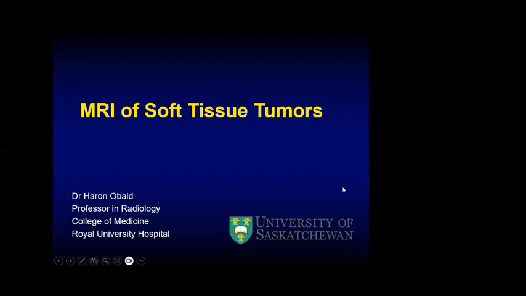Okay, so this talk is about musculoskeletal soft tissue tumors or soft tissue sarcomas. We did talk about bone tumors in the past, but today is more about soft tissue tumors or sarcomas. The theme for this talk is to start covering all the imaging modalities we use for soft tissue tumors, starting from radiographs to ultrasound, CT, and MRI.